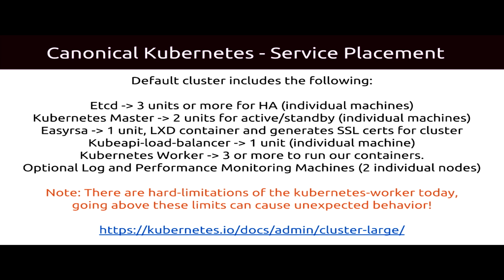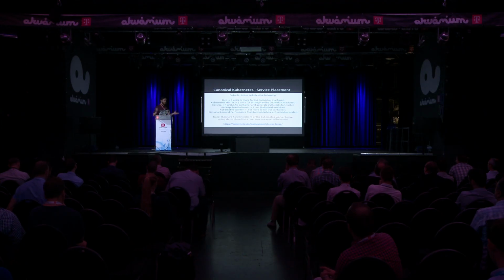EasyRSA, we have 1 unit of this. It runs basically as a LXD container, which is one of our other technologies I'll talk about later. But this generates all of the SSL certificates for us, and it creates a self-signed CA. So by default, all of the services in the cluster are using SSL to talk to each other, so it's at least somewhat hardened, right? You can replace all this, and there's work going into this, so soon we'll be using Vault instead. This allows us to track when these certificates expire, easily replace them, etc.